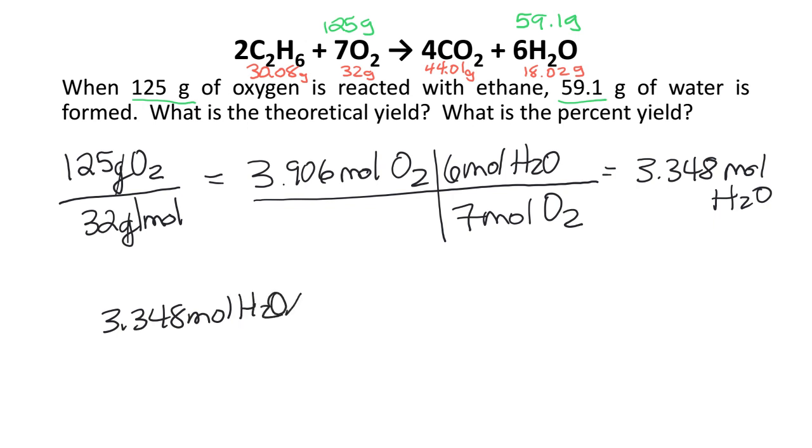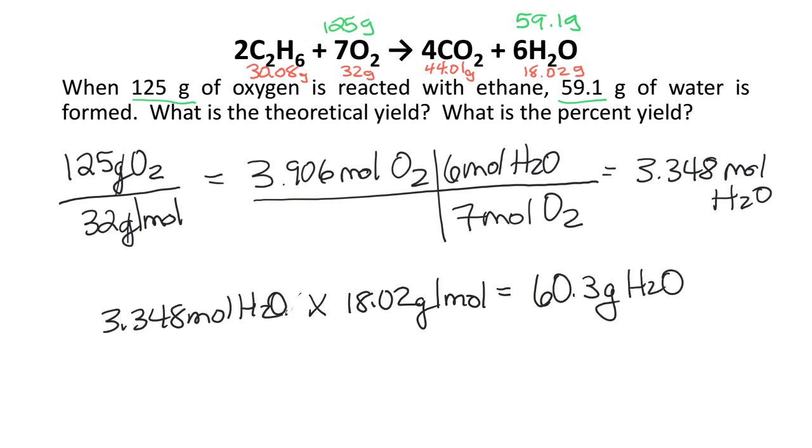Okay, so now I'm going to take this 3.348 moles of H2O, and I'm going to multiply it by the molar mass of H2O, which is 18.02 grams per mole. And I get 60.3 grams of H2O. Now remember, this is now the theoretical yield. This is what I should have gotten. I didn't quite get that much, but it looks like I did pretty good. Okay, so that's our first answer.